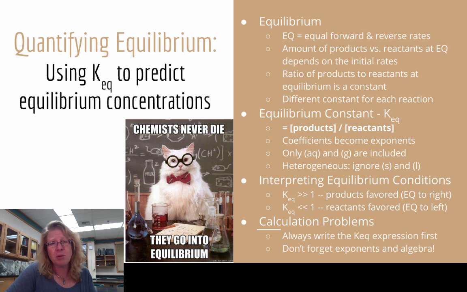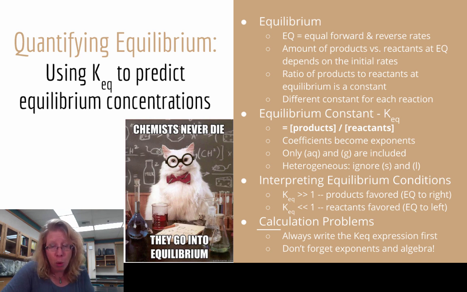And then when we're doing our calculation problems at the end, don't overthink these. You have to start with writing the KEQ, and then it's a matter of plugging in the missing variables. Make sure to write the KEQ first, and then be really careful with your algebra. Make sure that you're putting things in the right places, multiplying when you should multiply and dividing when you should divide. And then don't forget to look for those exponents. Don't drop them, and don't forget to use them as you go through.